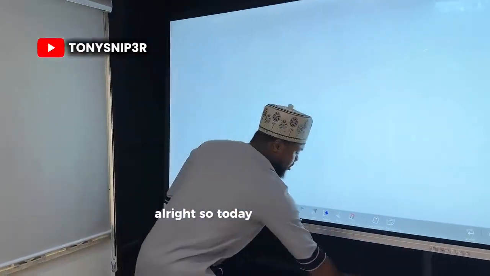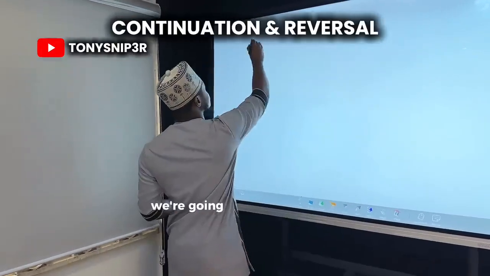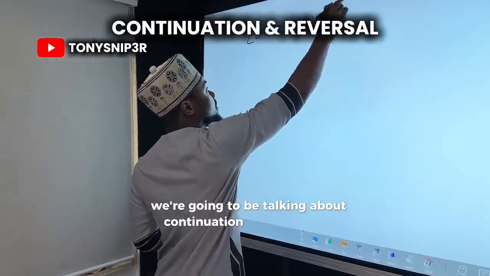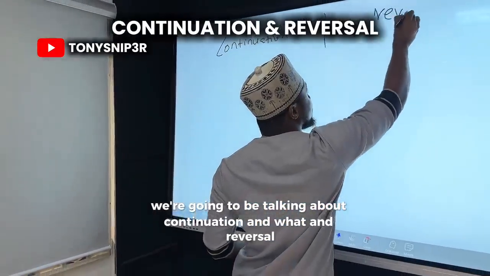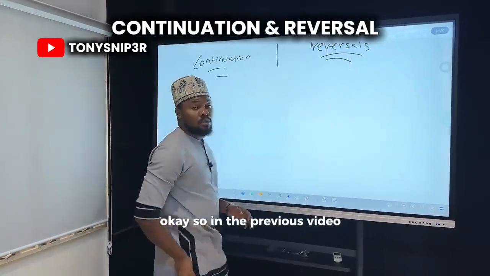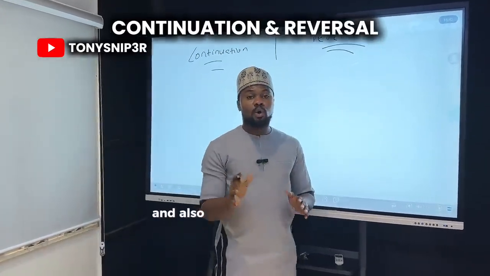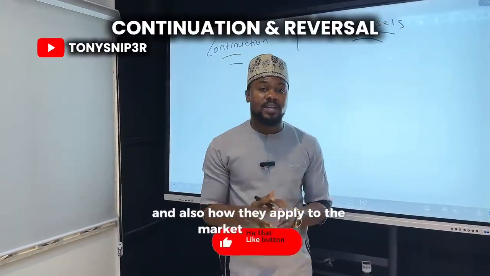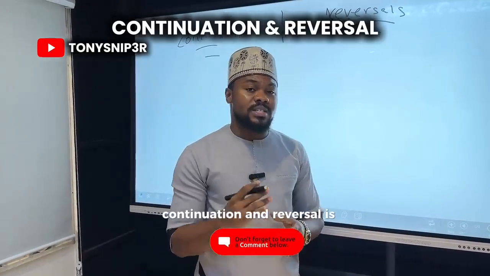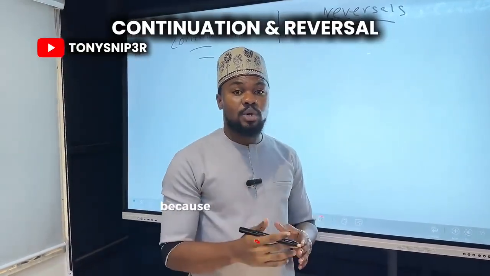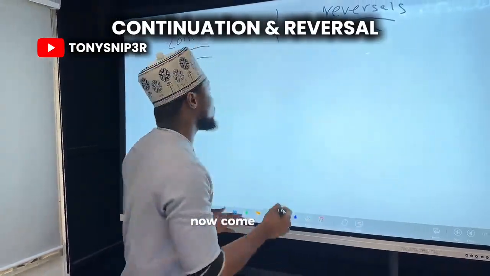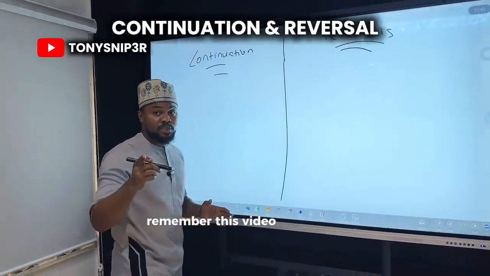All right, so today we're going to be talking about continuation and reversal. In the previous video, we talked about trending and exhaustion and how they apply to the market structure. Now, when it comes to continuation and reversal, it's a bit tricky. Why? Because this would help you detect the direction of the market. Remember, this video is part 2.